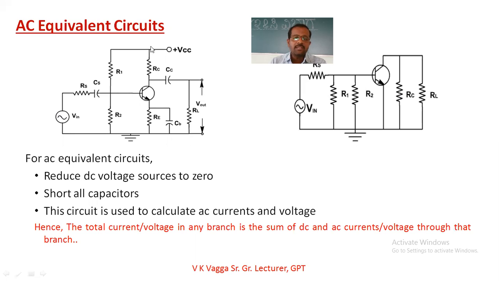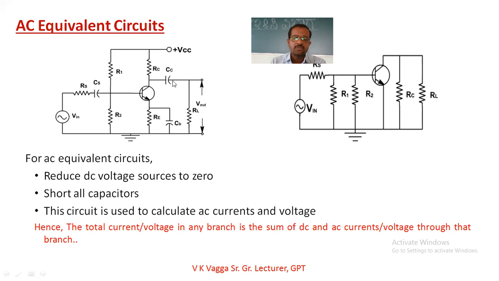And R1 has been connected to VCC. But according to the condition, this DC voltage is made 0, so it is to be connected to the ground. Indirectly, this R1 is to be connected to the ground here. In the same way, this RC is also to be connected to the ground.